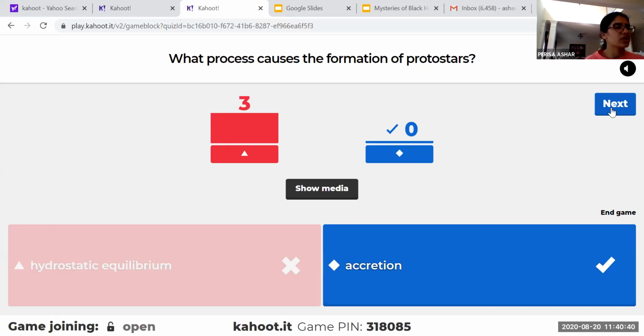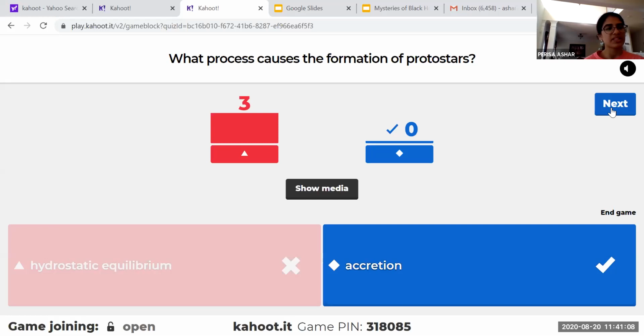So during the accretion process, a protostar is formed as gravity begins to pull the gases together in a ball. So that process in itself is known as accretion. But hydrostatic equilibrium is actually just a state. Hydrostatic equilibrium mainly occurs with main sequence stars, not protostars.